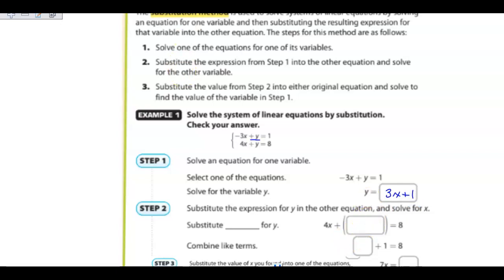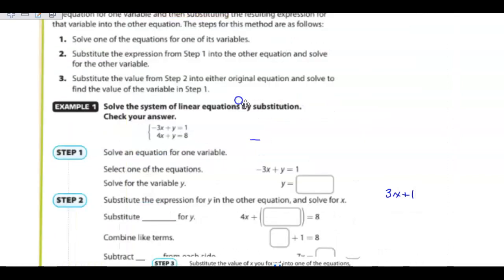I feel like that just makes it a lot easier to do. Go ahead and move that too. Alright, so we have 3x plus 1 as our expression that we are going to plug in place of our y in our second expression.